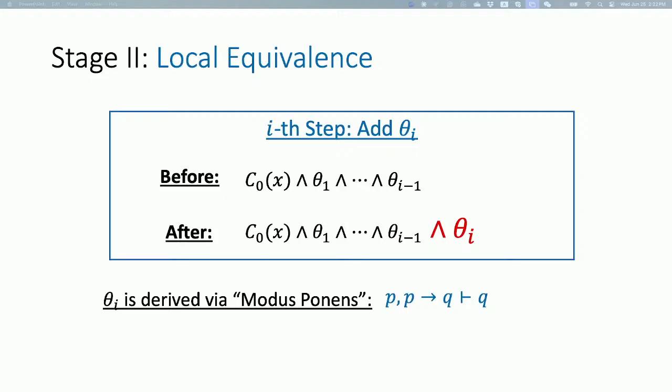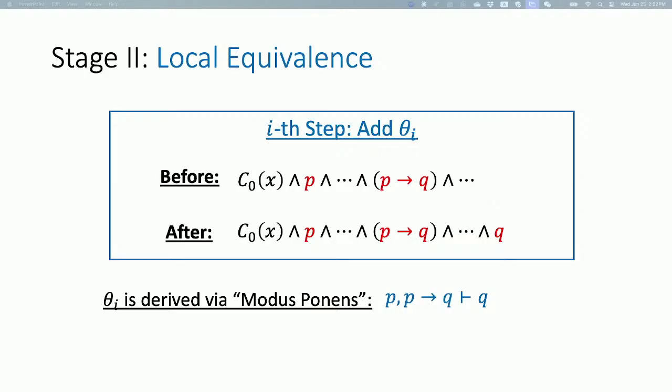So in this case, if theta i is derived from this rule, then theta i is this formula Q, and you have some previous formulas P and P implies Q somewhere in your proof. So you can just look at the subcircuit formed by P and P implies Q and the current line Q. Then you will see before you add this theta i, the subcircuit computes this function, because you just look at the subcircuit of this position. And after you add this theta i, the subcircuit has an additional and Q in the end. And you can see they are functionally equivalent.